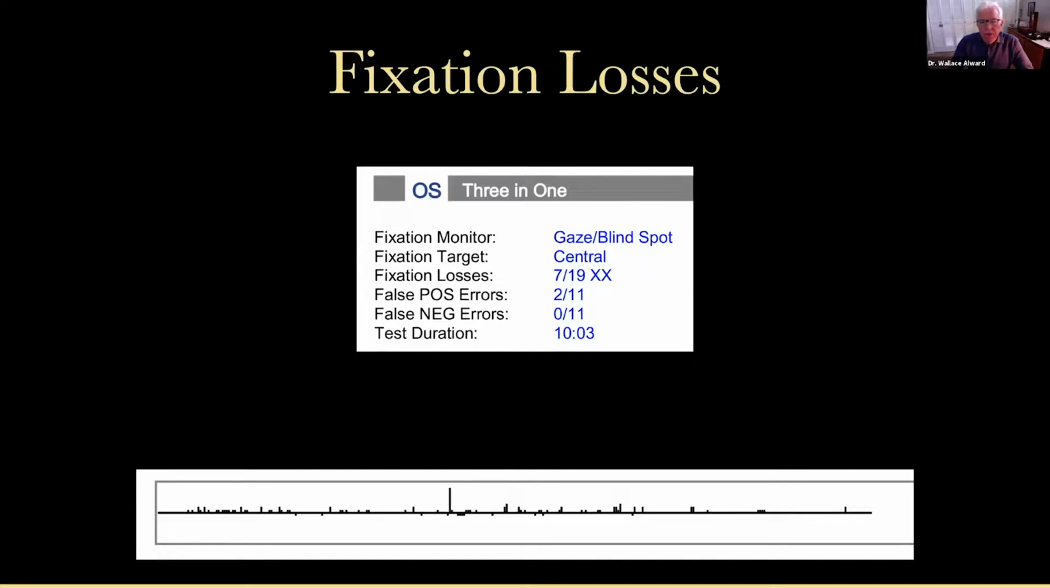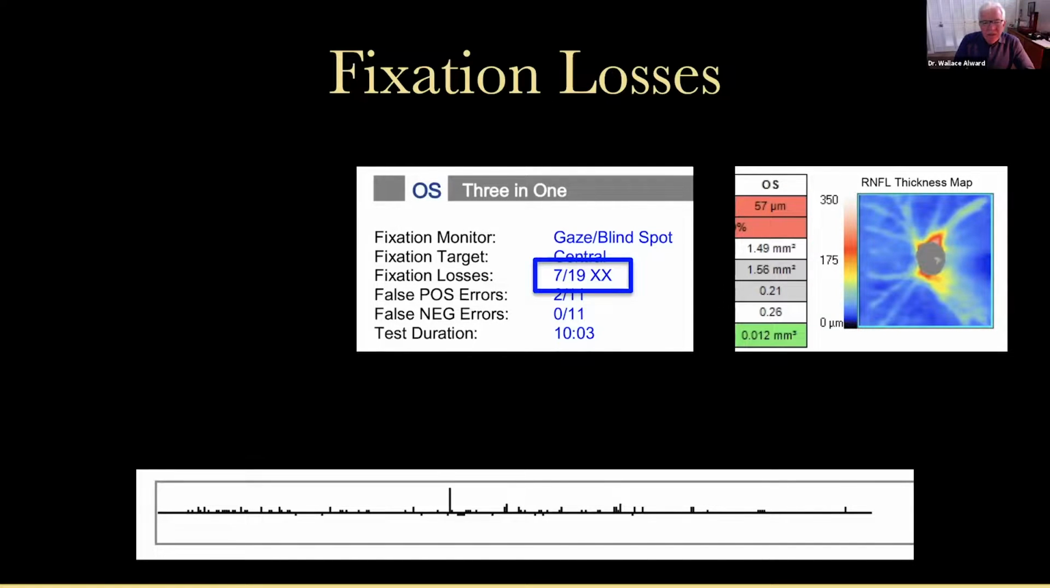So this is somebody that's confusing, right? Here there are 7 out of 19 fixation losses. The rest of the false positive, false negative look pretty reasonable. And if you look at the gaze tracker, it looks awfully steady. How would you explain that?